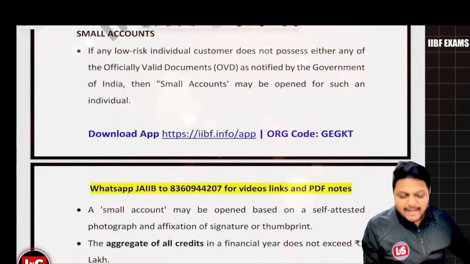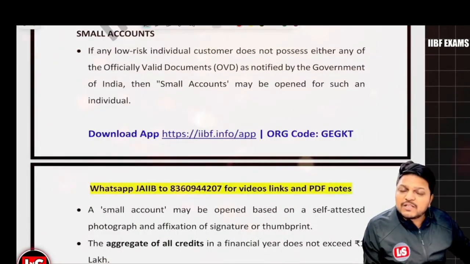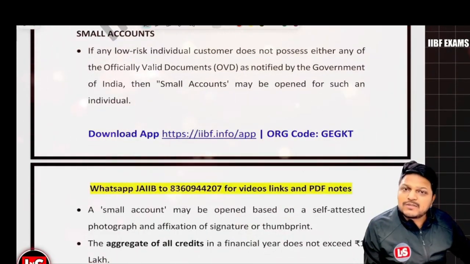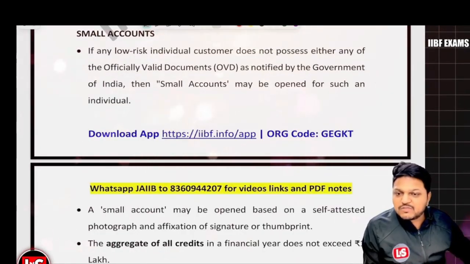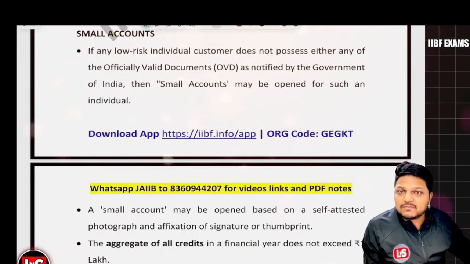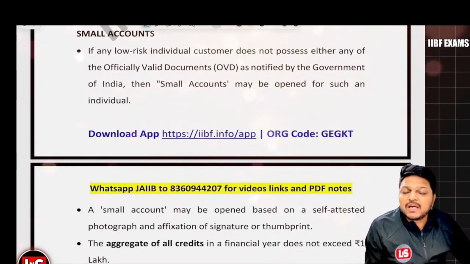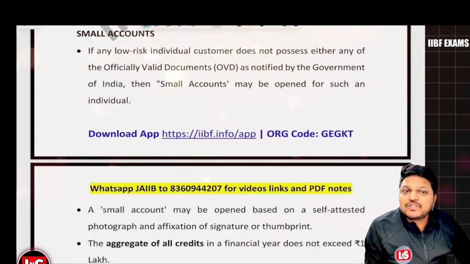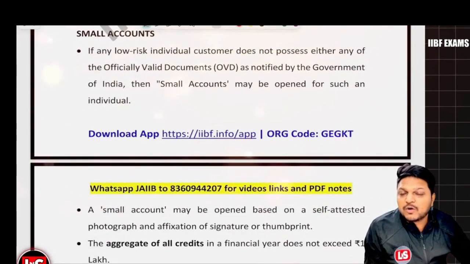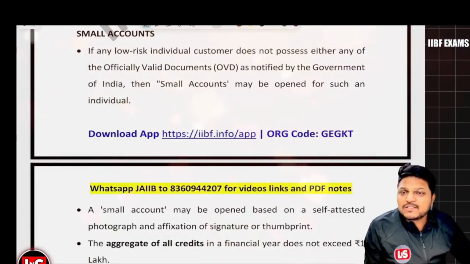Now, based upon that, if a customer is there which is low risk customer but not having any of the OVDs, the customer is having no KYC documents with it, right? So it could be related to some unbanked area or rural area where the customer is having no OVDs, that's no officially valid documents with him or her. In that scenario, the customer is allowed to open a small account.